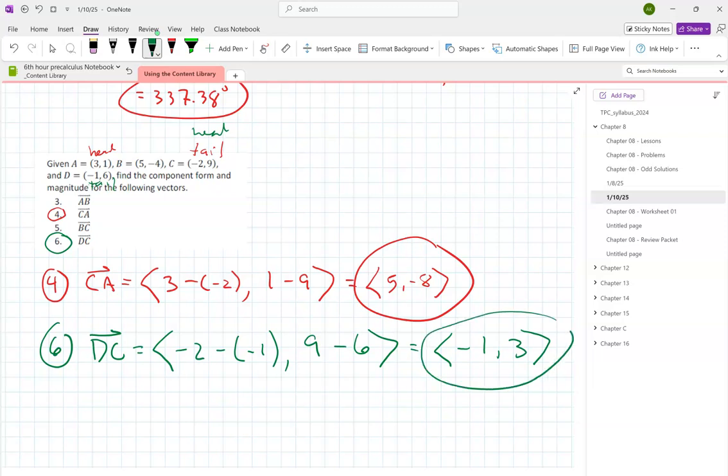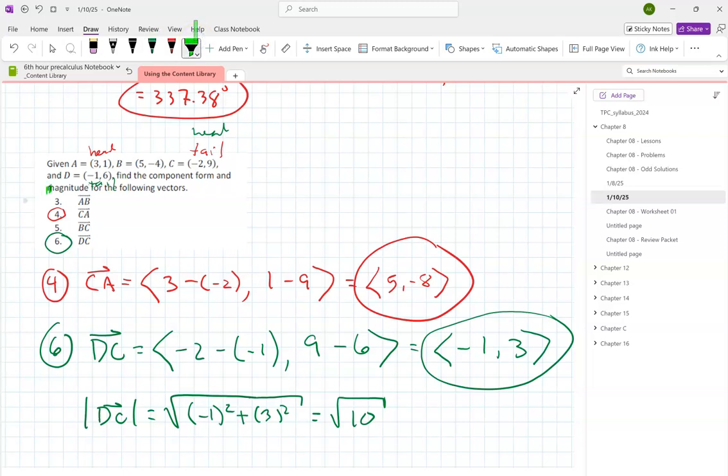So there's my component form, and I forgot to do the magnitude earlier. I guess the directions ask for that also. Oopsie-daisy. I forgot to do that last time. I did ask for the magnitude afterwards in the question, so I just went ahead and did it for this one.